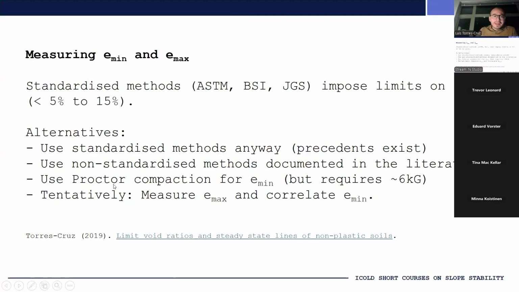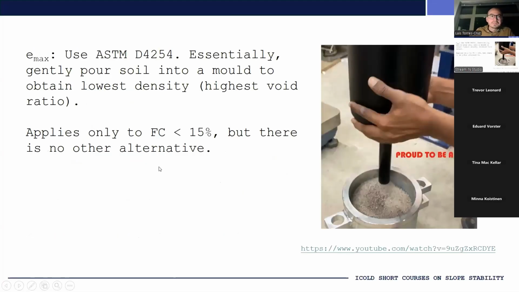But the one disadvantage of trying to use Proctor compaction is that it requires a sample of about 6 kilograms. So that's quite a bit. And tentatively, you can also measure Emax and correlate that Emax to your E-min. And I'll show you how I am suggesting we do that just now. So let me touch a little bit more on these four alternatives.